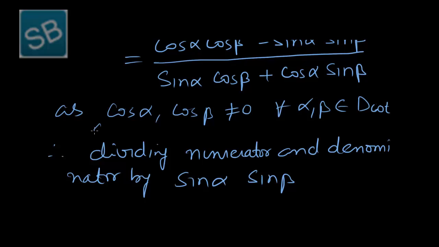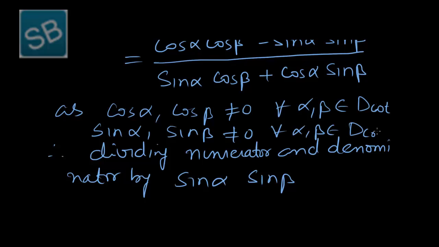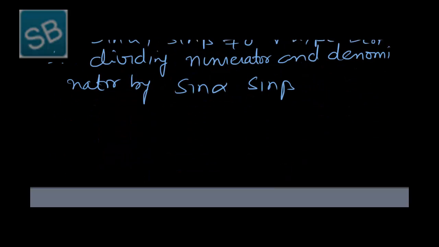We have to check here that sin alpha and sin beta are not equal to 0 for all alpha, beta belonging to the domain of cot function, as the domain of cot function is R minus k pi. On the values of multiples of pi, sin is always 0. So as alpha, beta belong to R minus k pi, sin alpha and sin beta are not equal to 0.